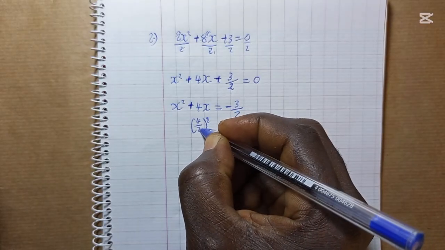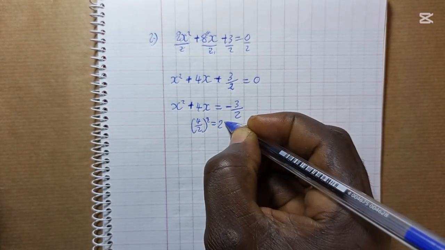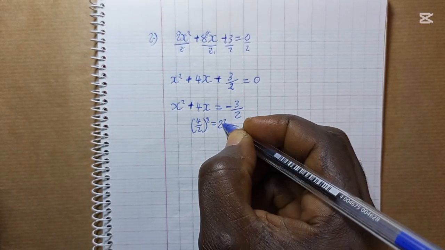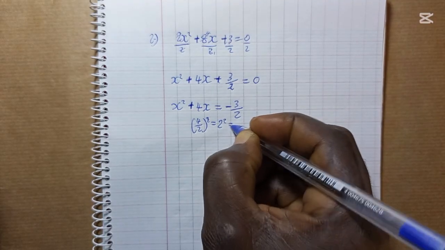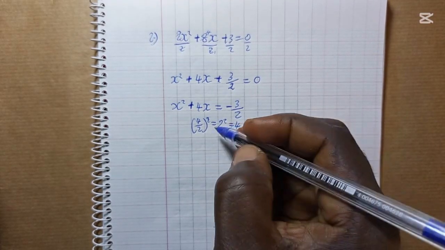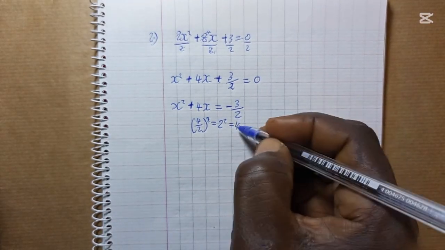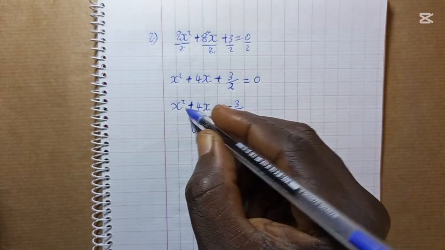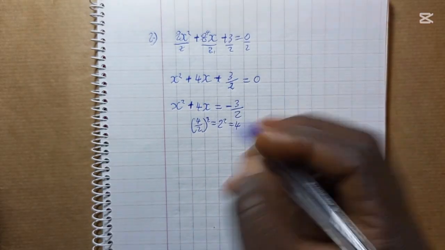And 4 over 2 will give us 2, which is 2 squared. 2 squared is 2 times 2, 4. So this is the value here. So we're going to take this now and add it to both sides of the equation.